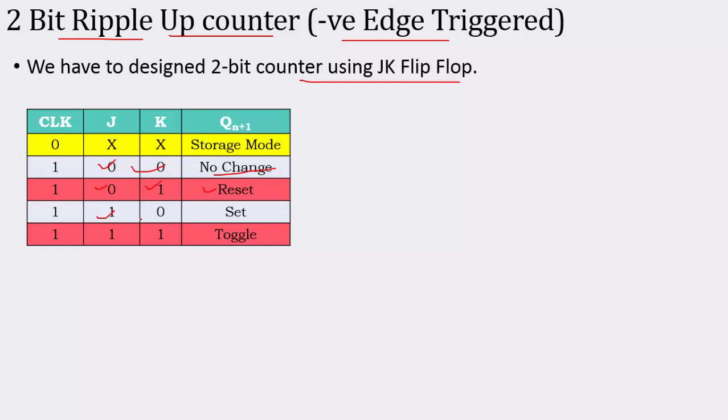When J is equal to 1 and K equal to 0, the output of the next state always remains in the set state. Set means it always remains at 1, whatever the present state might be.